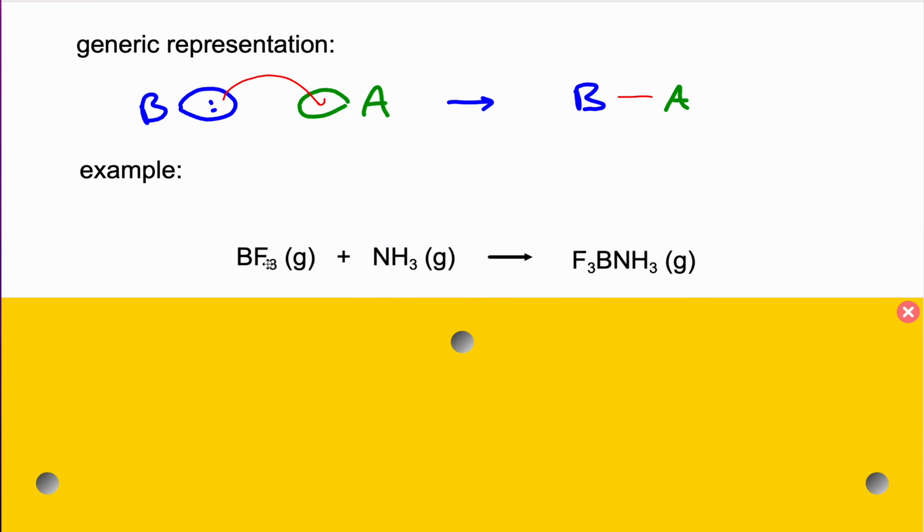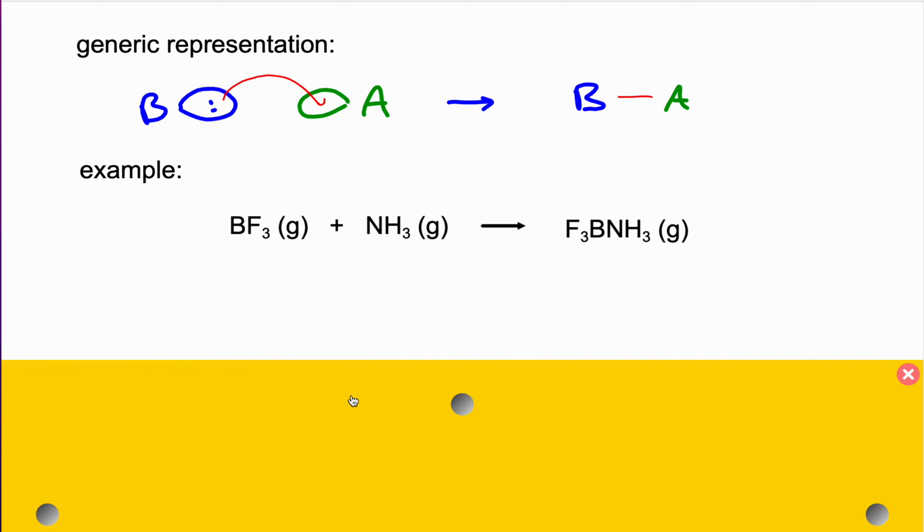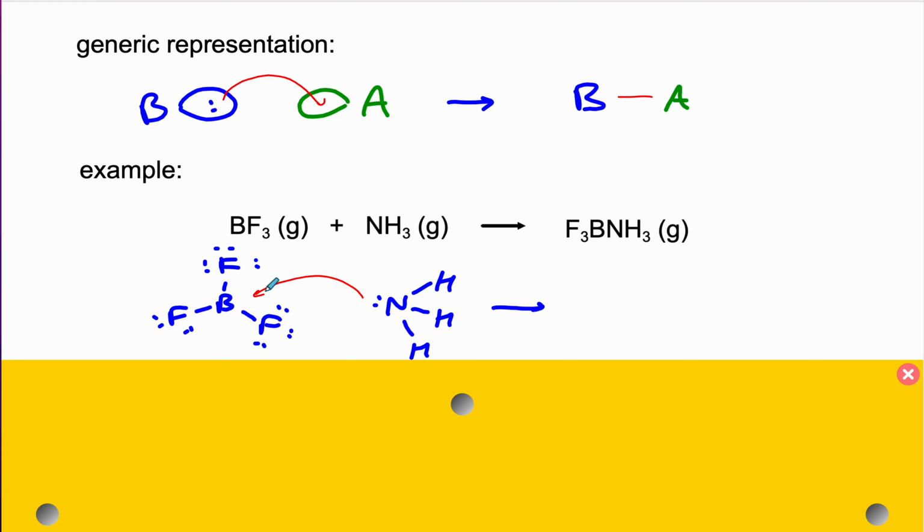There is a molecular compound called boron trifluoride, and in the gas phase, boron trifluoride reacts with ammonia to form this molecule that I'm not even going to try to name because it's really complicated. But I can draw the Lewis structures. So here's boron trifluoride. Notice that the boron is electron deficient. It does not have an octet. There's ammonia. Hey, look, it's got a lone pair. So ammonia behaves as the Lewis base because it provides a pair of electrons. It basically attacks the electron deficient boron with that lone pair.